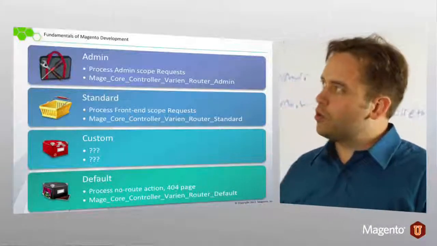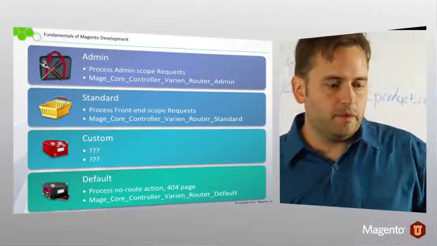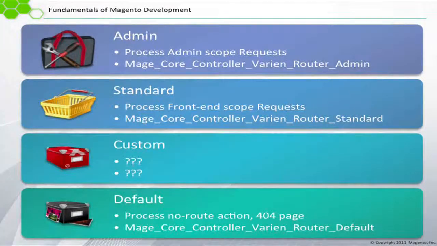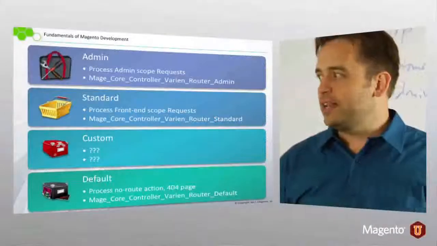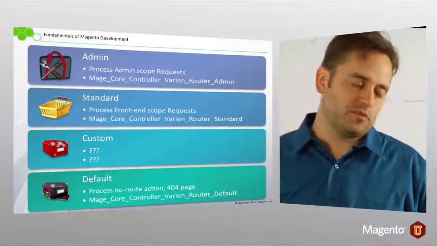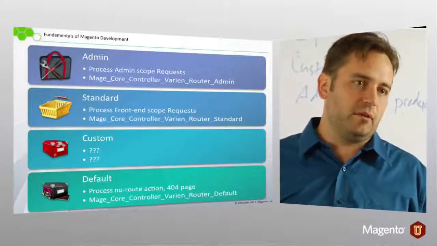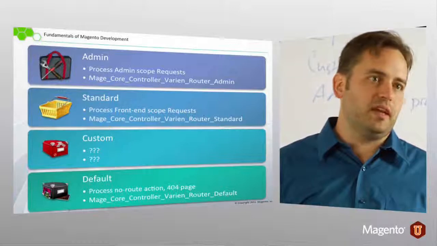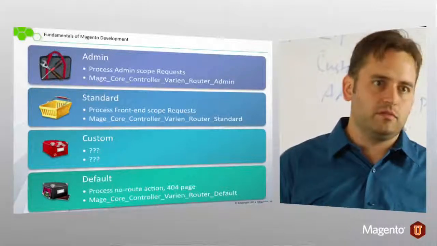So, real quickly, the routers. We have the admin router and the standard router. Admin handles admin stuff, so things that are going on in admin HTML. Standard router handles things that are going on in the front end. It's very, very rare that you would need to make a custom router. An example of a custom router, though, is the CMS router, and that's part of how the CMS system can be used for the home page.